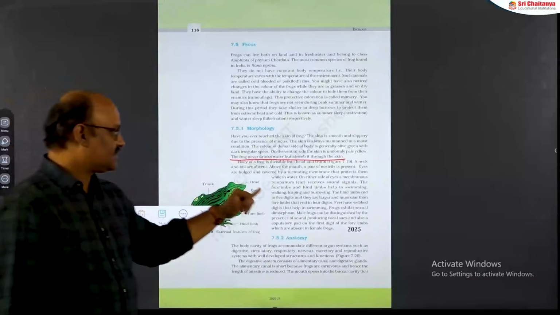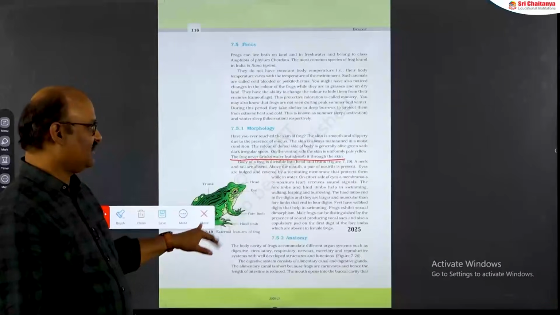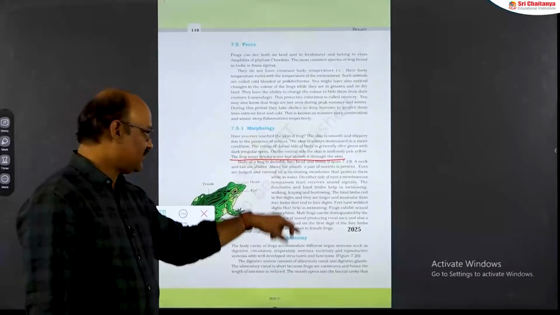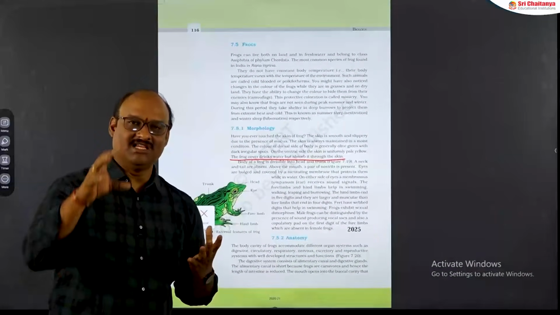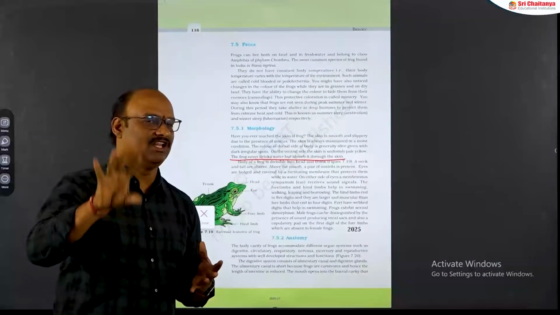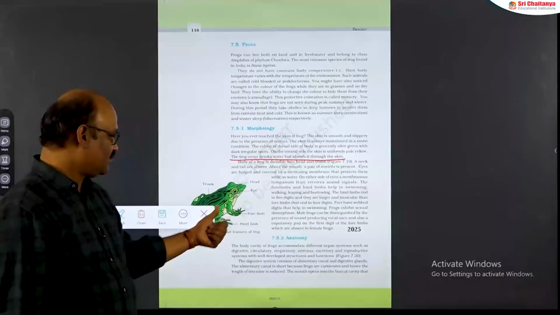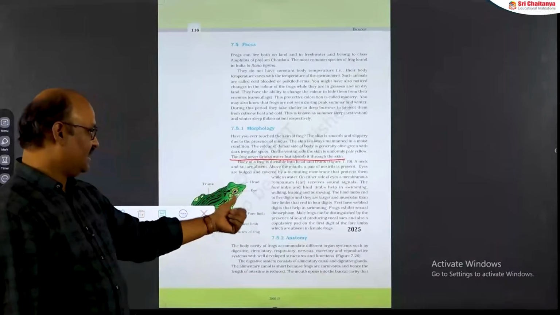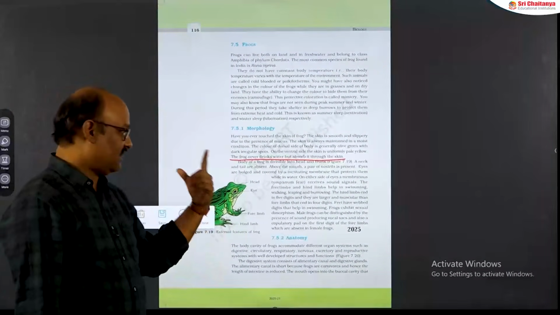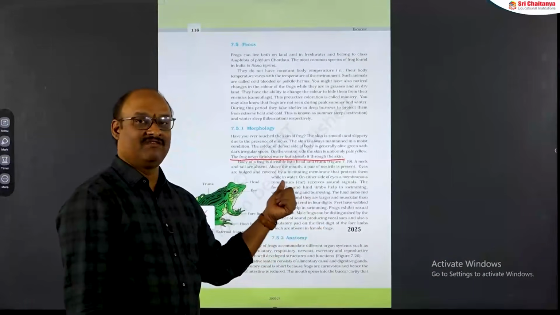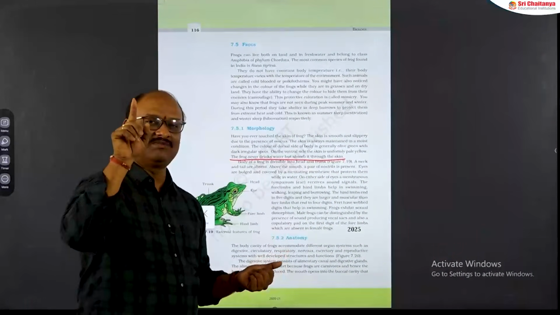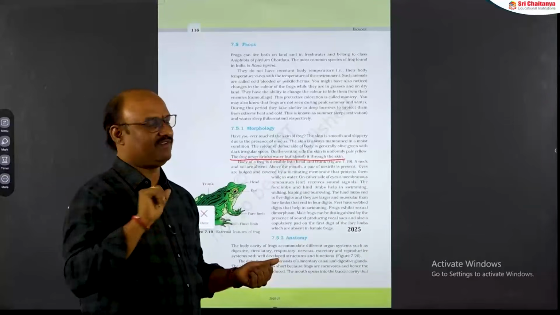The body is divisible into head and trunk, there is no neck here. Nostrils are present, eyes are covered by a nictitating membrane, and the eyes are bulged. The upper eyelid is immovable, the lower eyelid is movable. Frogs have 2 pairs of legs, forelimbs and hind limbs. A very important part: hind limbs are large and muscular, which help in swimming, and have webbed digits. Forelimbs have 4 digits, hind limbs have 5 digits.